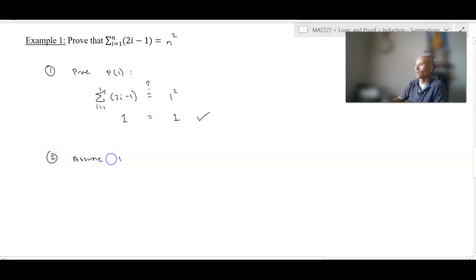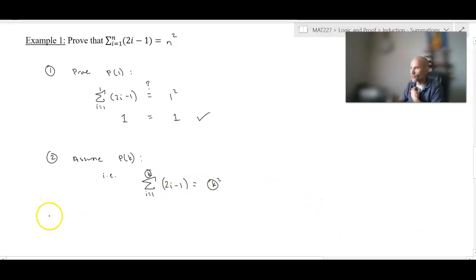Assume P of k. Now notice I'm not saying P of k is true, because P of k by itself is either true or false. So by this, assume P of k is true. So what does that mean? Well, that means, i.e., we're going to assume that the sum of the first k odd integers, up until that arbitrary case of odd numbers, is equal to k squared. That value and that value are the same.